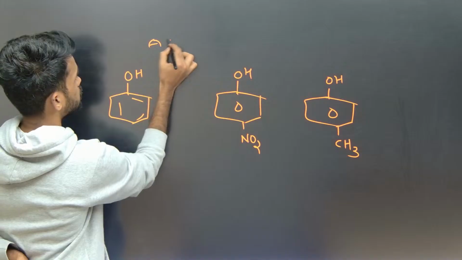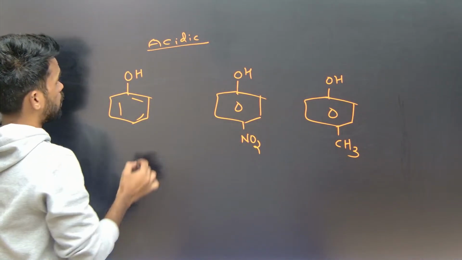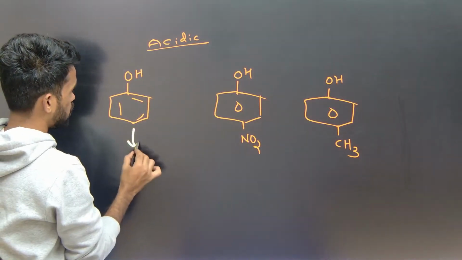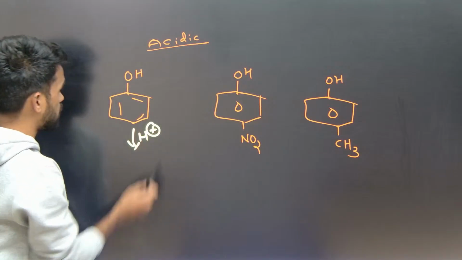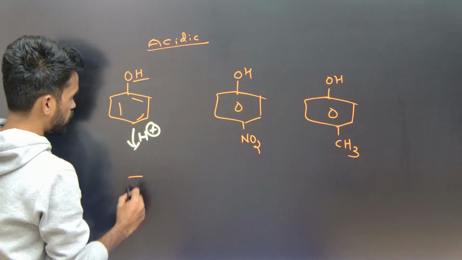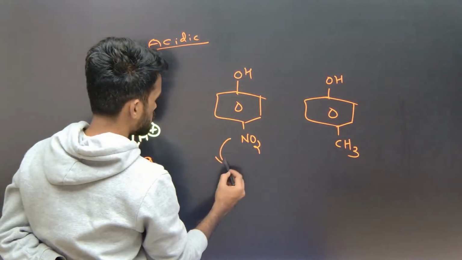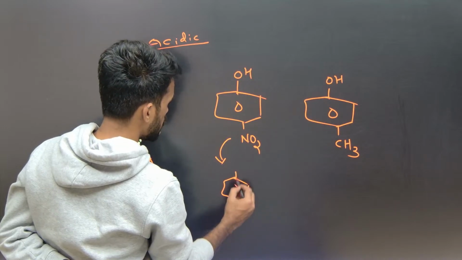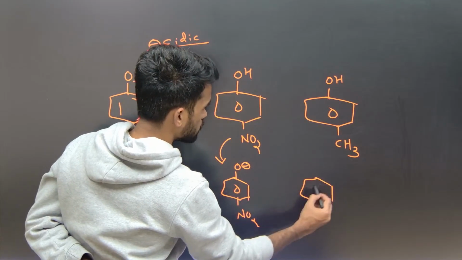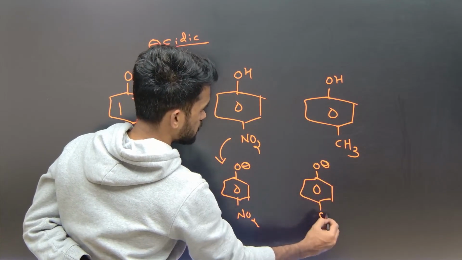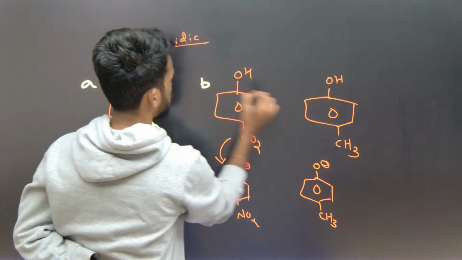The acidic nature of these phenols depends upon their conjugate base stability. Acidic nature means the ability to release H+ ion. If this H+ ion is released, what is the conjugate base formed? O-, the phenoxide ion. So this is also forming the respective phenoxide ion after releasing H+, NO2, and this is also forming a phenoxide ion after releasing H+. These are the three things formed here, A, B, C, if you compare.